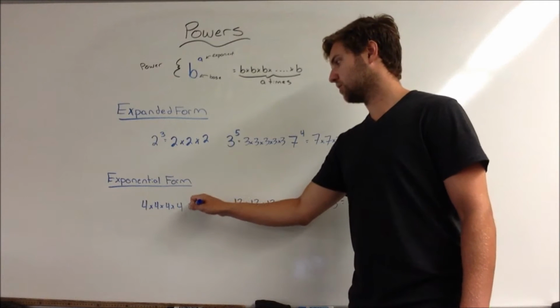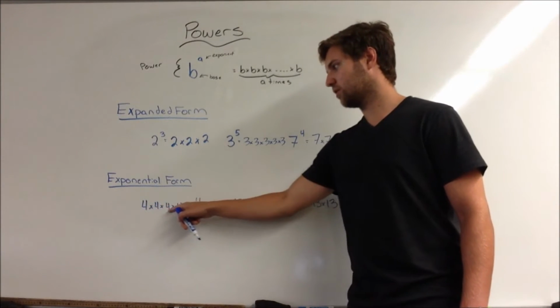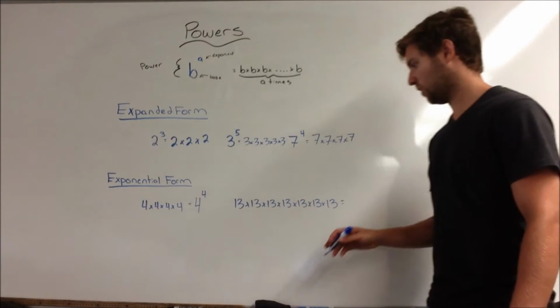Well, the number we're multiplying is 4, so it's base 4. Now, how many of them are there? There's 1, 2, 3, 4. So this would be written as 4 to the exponent 4.